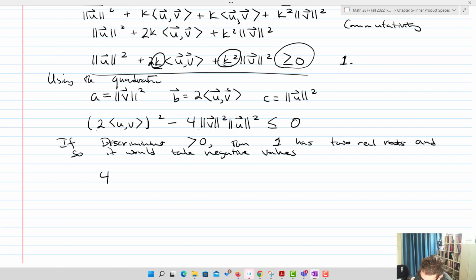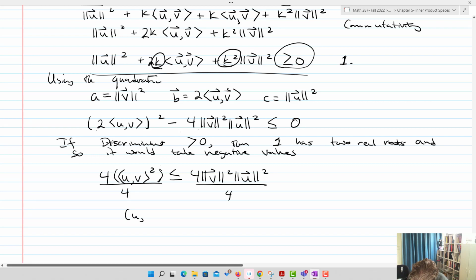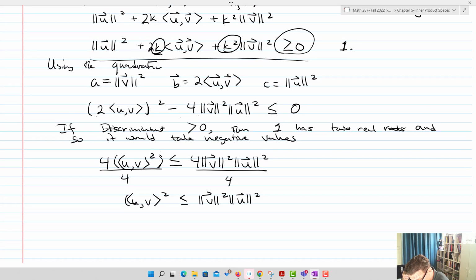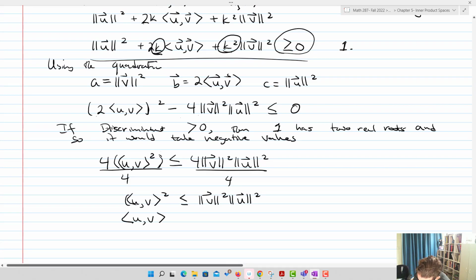Now, that gives me 4 (uv) squared less than or equal to 4 times the magnitude of v squared times the magnitude of u squared. If I divide both sides by 4, I get (uv) squared less than or equal to the norm of v squared times the norm of u squared. Then, if I take the square root of both sides, I get uv less than or equal to the magnitude of v times the magnitude of u.